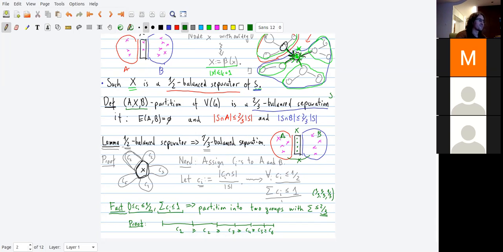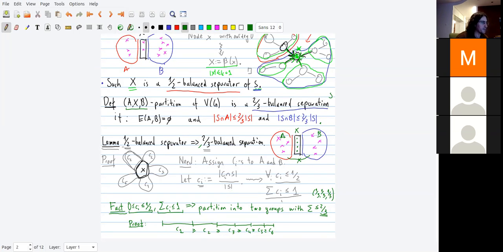Yes, meaning I wrote this lemma in a concise way, maybe not putting all the details. What I mean is that I'm not talking about the lemma, I'm talking about the definition. It's a 2/3 balance separation. So in the definition, we formally do not assume anything about the size of X. However, what we will conclude is that there is always a 2/3 balance separation where X is of size at most k plus 1. Okay. Yeah, thanks.